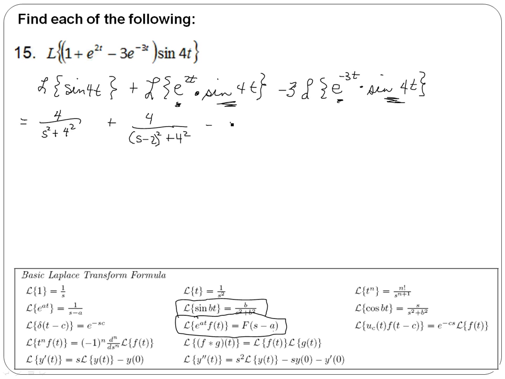And then on my last term I have minus 3 times, and again we have that sine 4t, so I'll have 4 over s squared plus 4 squared, but here the s is shifted 3 units in the opposite direction. In this case, a is negative 3, and so I get s minus negative 3, or s plus 3. My s will be changed to s plus 3.